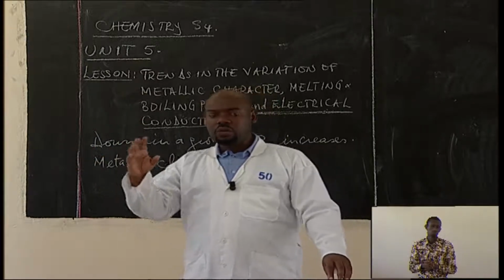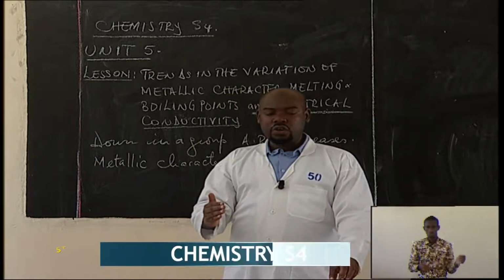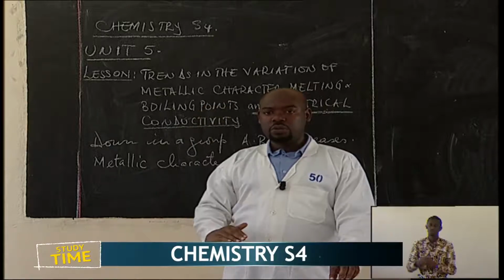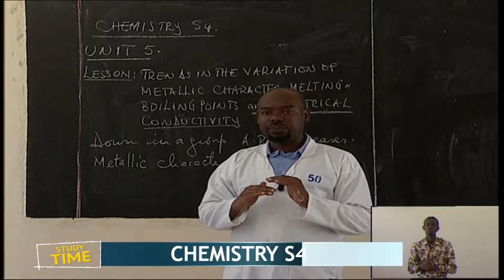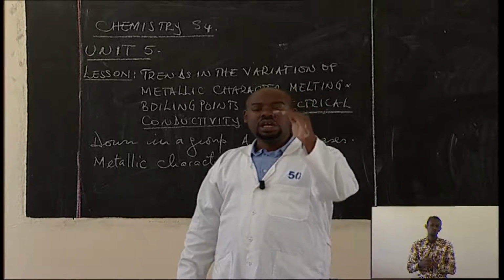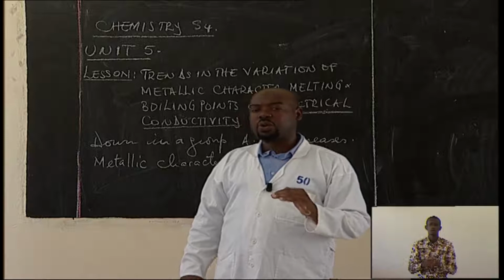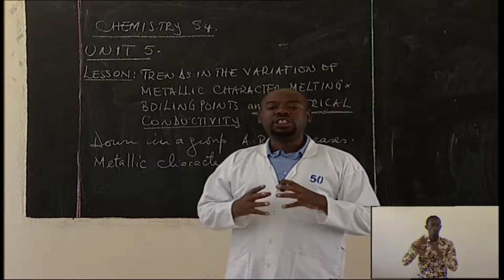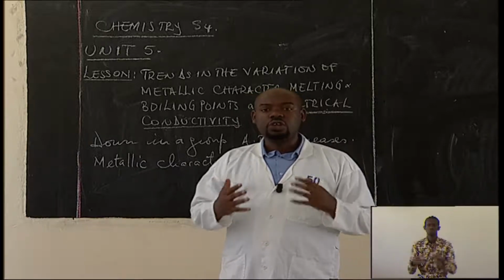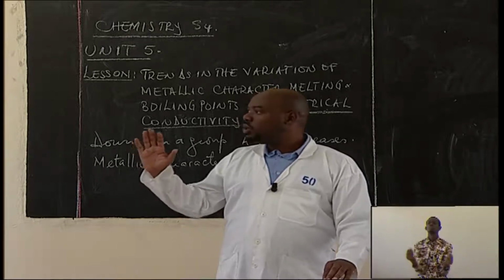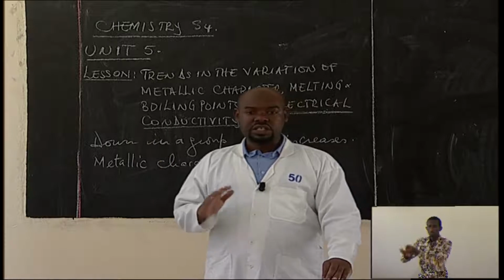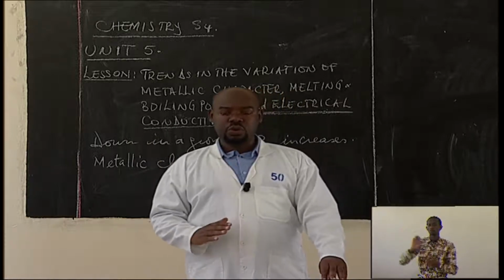And when we move in a group from the top to the bottom, we get elements which are more metallic. So metallic character increases as you go down the group. Why? Because it is becoming very easy to lose the electron. So in summary, about the metallic character, it's that. That is what you have to always remember.